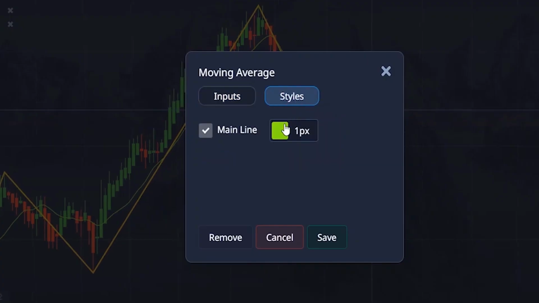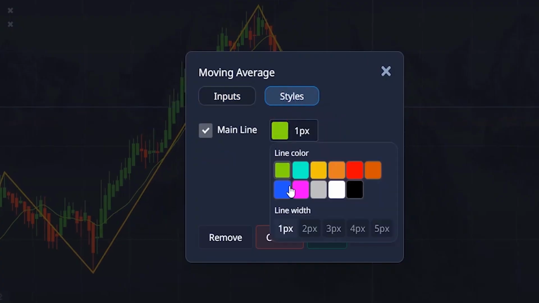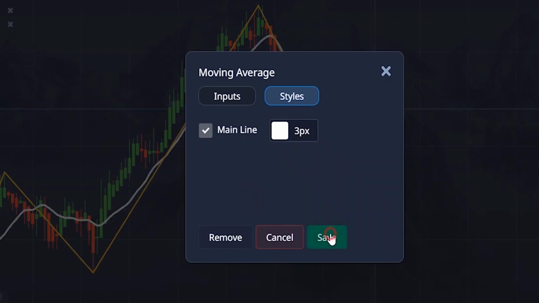Right here on the style level, let me use a white color and I'll set it to be on 3 pixels. So when I'm done, I'll click on save.